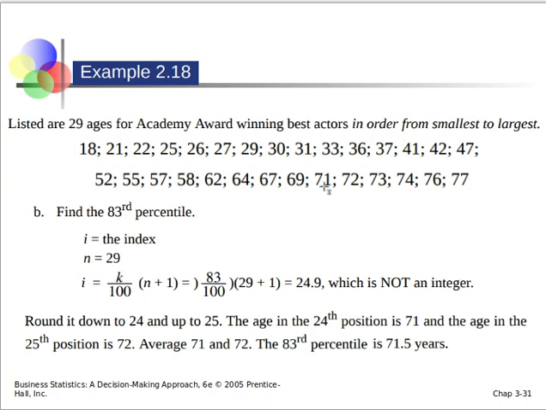Kinesia 71. Ang ika-24th position. And the age in the 25th is 72. So, average 71 and 72. The 83rd percentile is 71.5 years. Nasa tunga sa ila. Ang 83rd percentile.